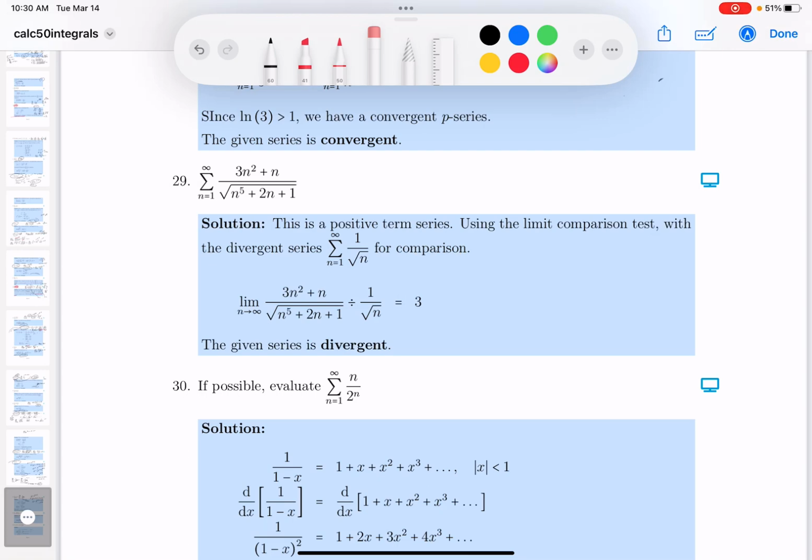Okay, certainly a comparison test, limit comparison test. I'm gonna say limit comparison test has got an advantage. I don't have to solve an inequality. So I'm gonna say looking at it, a nice comparison for this one over here.